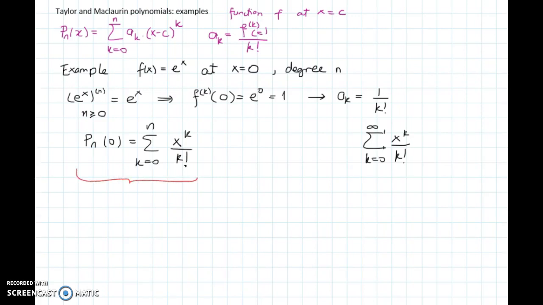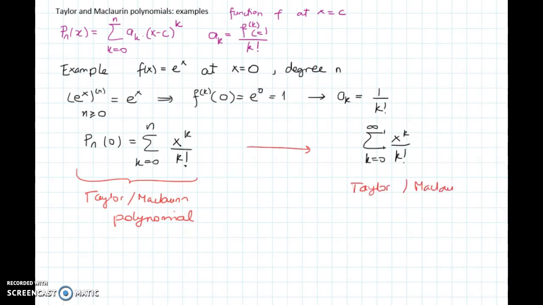This that we have over here is a Taylor polynomial, well, Taylor Maclaurin, because Maclaurin is a special case of the Taylor polynomials. So this is a Taylor Maclaurin polynomial. And then if we want to consider the Taylor or Maclaurin series, we are just considering the limit as n approaches infinity of the nth Taylor or Maclaurin polynomial.